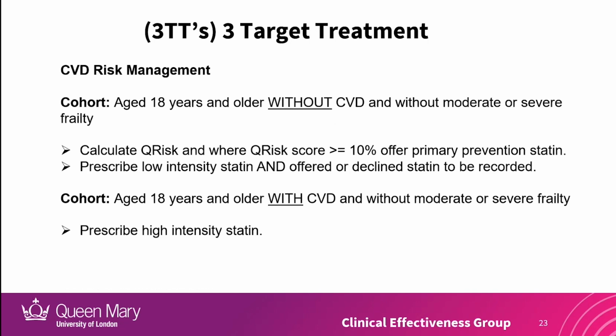And then you also have your CVD risk management. So the cohort for the risk management is aged 18 and older, without CVD and without moderate and severe frailty. And this is looking at calculating the Q-risk score. So if it's equal to or above 10, they should be offered a low intensity statin, or declined must be recorded. And then for your patients with CVD, they should be prescribed a high intensity statin.